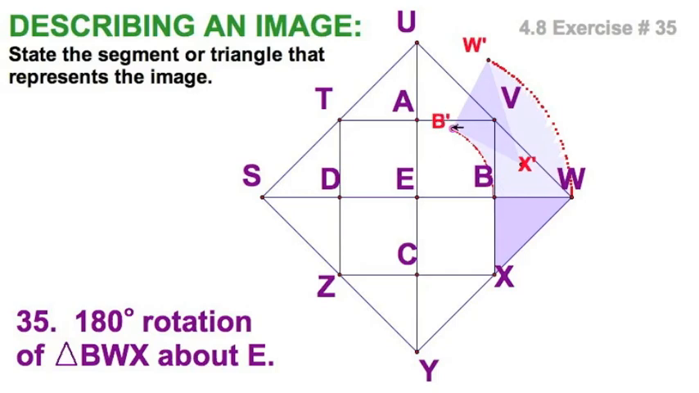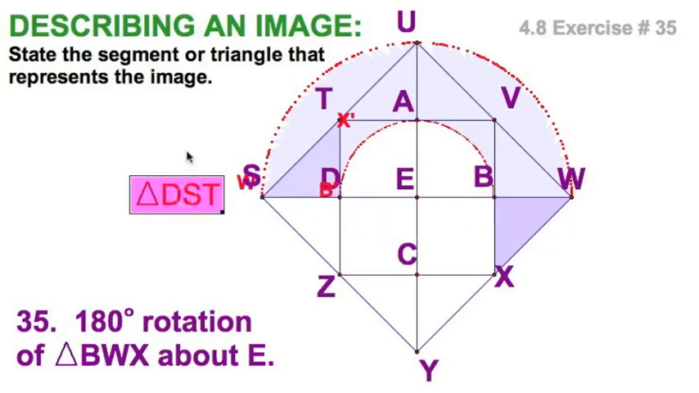So you can see now where the B is traveling, the B is going to travel through the A, as you see there. The W passes through U. Right now at 90 degrees, X is corresponding to V. And we'll keep going. And that's where we end up. Look at those letters. It looks to me like the corresponding triangle: the B is going to match the D, and the W, S, and the X will be aligned with T. So that's going to be our image triangle. And our pre-image, of course, was triangle BWX.